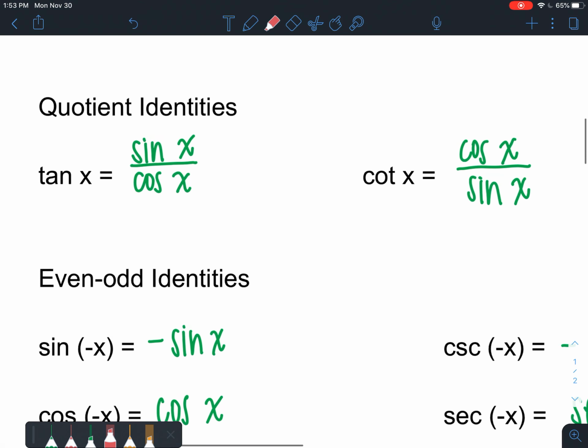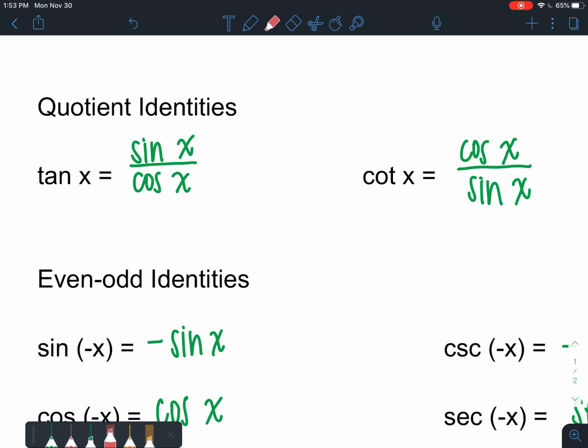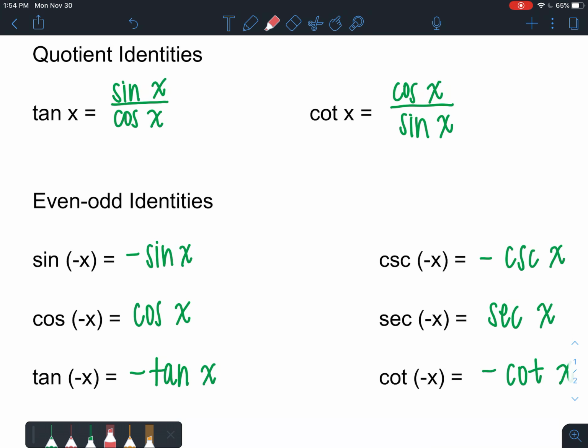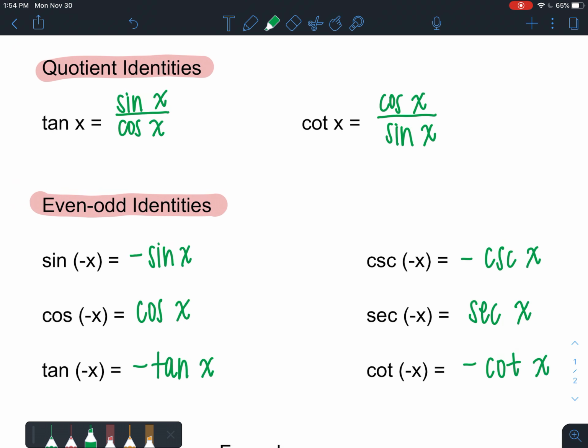The quotient identities: tangent is equal to sine over cosine, and cotangent is cosine over sine. Then finally, for even-odd identities, just remember that cosine and secant are the only ones where if you put a negative in, you get a positive out. These won't be used as often, but they are important, so you do need to memorize those. So go ahead and write those down. Pause if you need to.